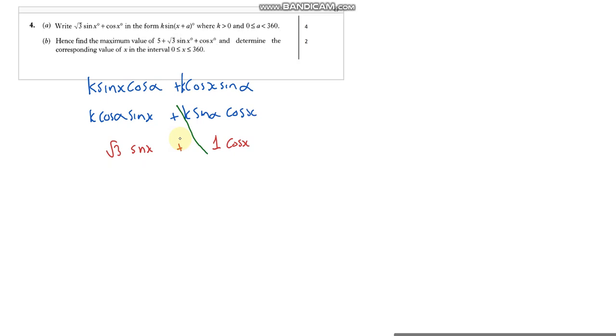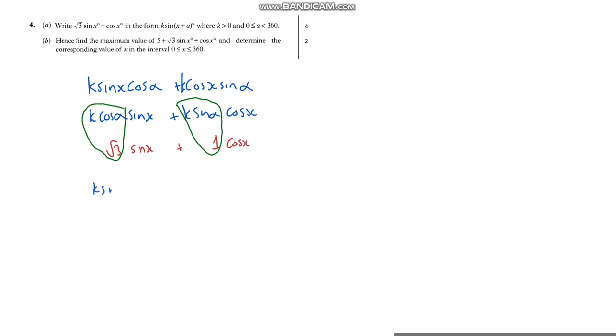Fantastic. So I've moved the sine alpha to the front and the cos alpha to the front, and then I'm going to equate that with the question. So I've got root 3 sine x plus cos x. So it must be 1 cos x. And then you're just saying, okay, cos's match up, sines match up, pluses match up. That means that this has to be exactly equal to this. And this has to be equal to this.